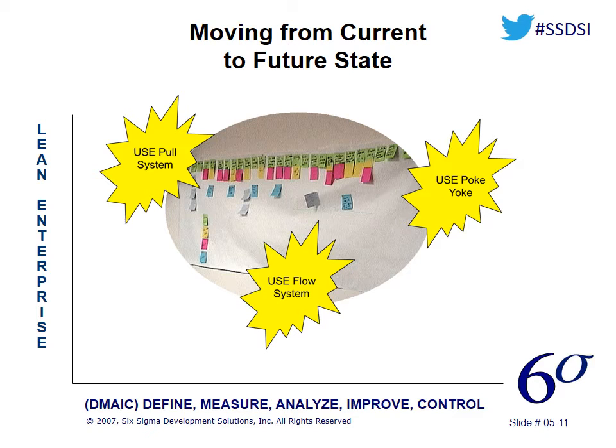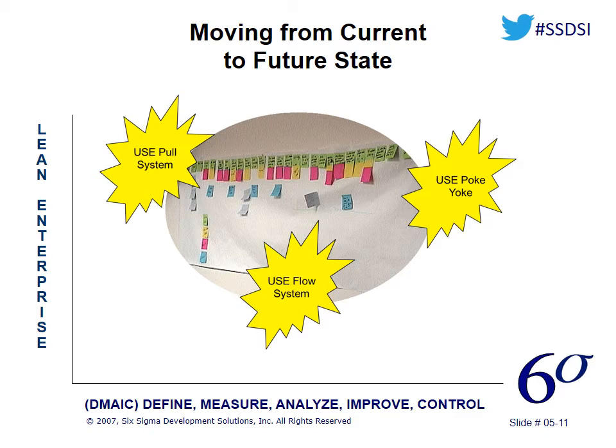So now that we know our current state, now it's time to move to that future state, and that future state can be written a number of different ways. One way to write that state is in a picture, to understand what does this broken process look like if we actually add the tools, the methodology of Lean and Six Sigma. What could it look like in the future?